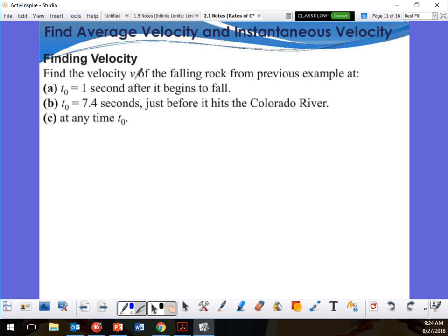Find the velocity v of the falling rock in the previous example at 1 second. So what was the function? 16t squared.